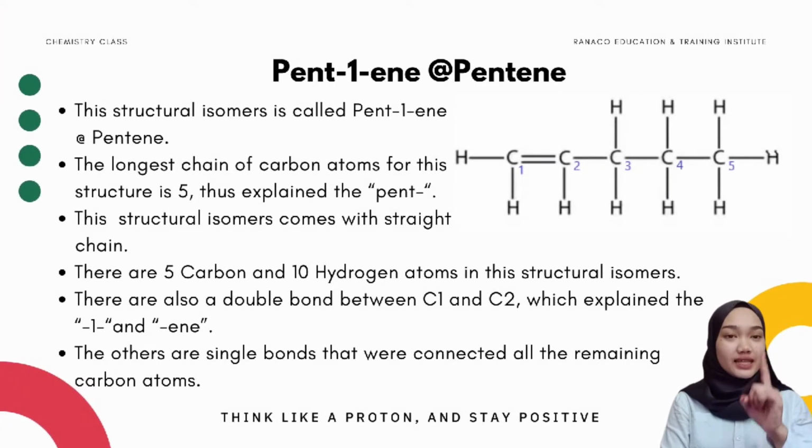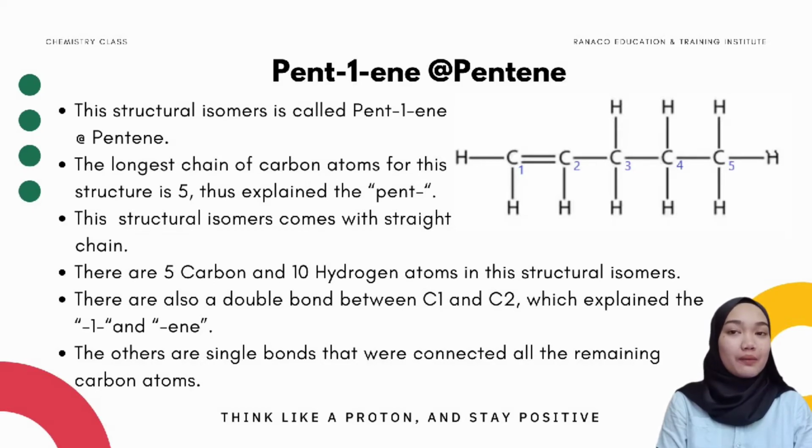Now, let's see the first isomer. The first isomer is called pent-1-ene or pentene. The longest chain of carbon atoms for this structure is 5, thus explaining the pent. This structural isomer has a straight chain. There are 5 carbon and 10 hydrogen atoms in the structural isomer. There is also a double bond between C1 and C2, which explains the 1 and "ene". The others are single bonds that connect all the remaining carbon atoms.